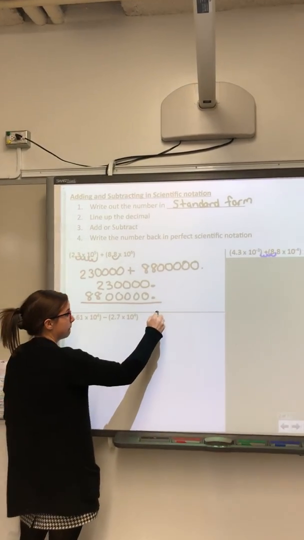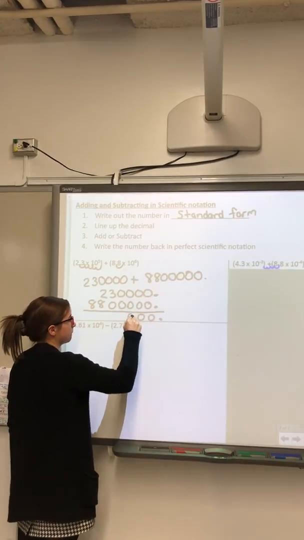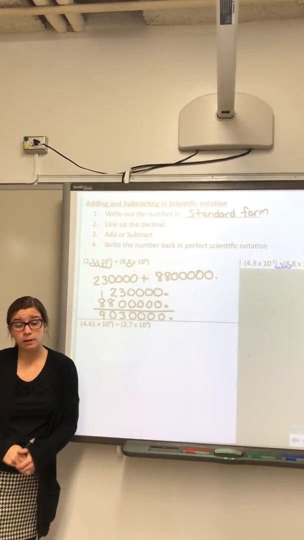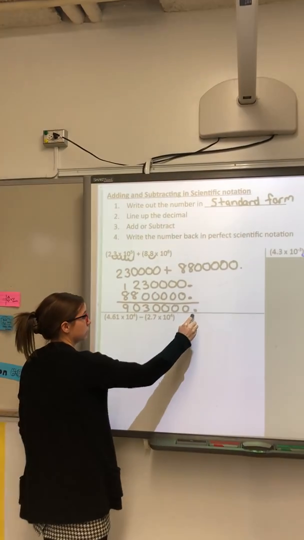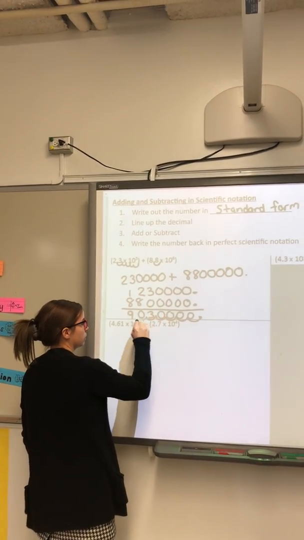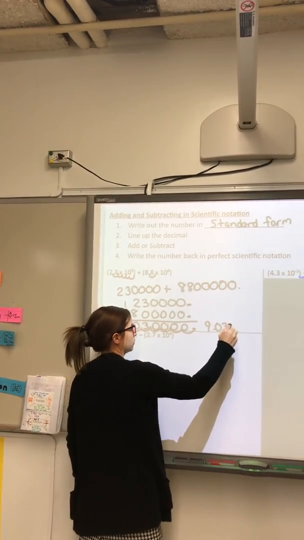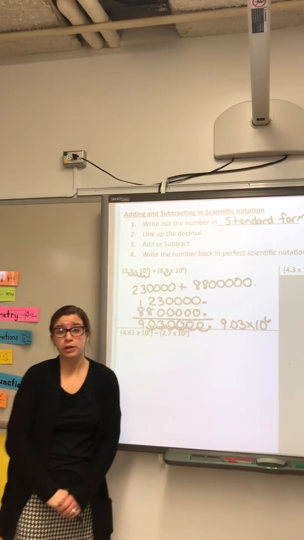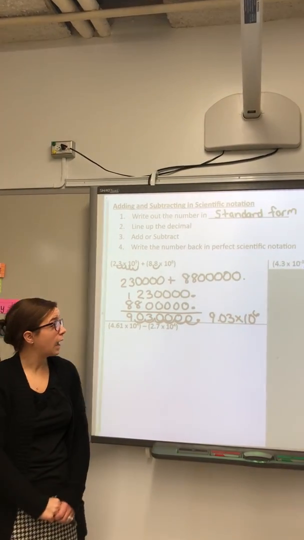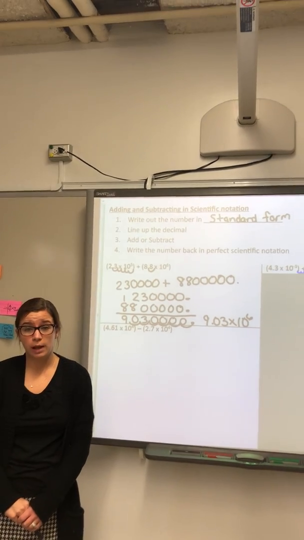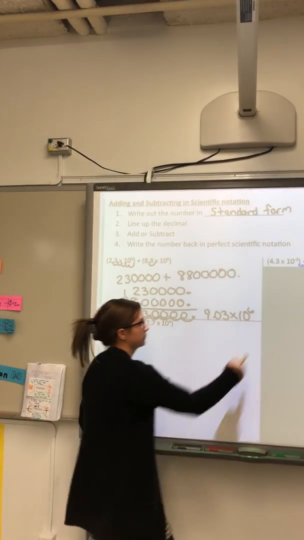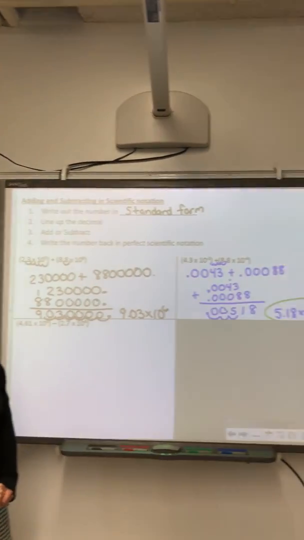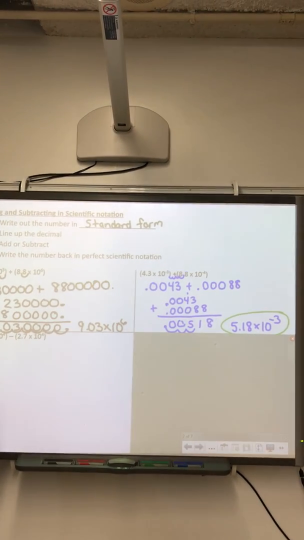Let's go ahead and do that. There's my number in standard form, and now back into scientific notation. Okay, we should get 9.03 times 10 to the 6th. Now, I want you to try the next one. Make sure you line up your decimals. Okay, once you line them up and add, you should get 5.18 times 10 to the negative 3rd.